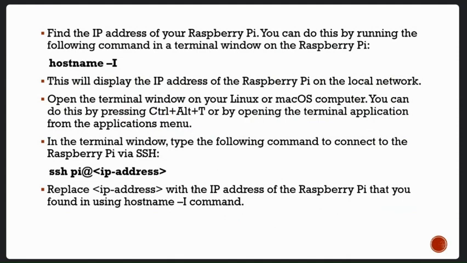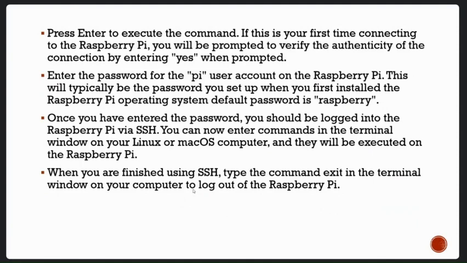Coming on to the next one, open a terminal window on Linux or Mac OS or any other OS. You can do this by pressing Ctrl Alt T or by opening the terminal application from the application menu. In the terminal window, we have to type the following command to connect to SSH: ssh pi@ followed by the IP address that we got before. After replacing the IP address, we connect via SSH through the terminal. After typing the command, we just have to press enter to execute it.